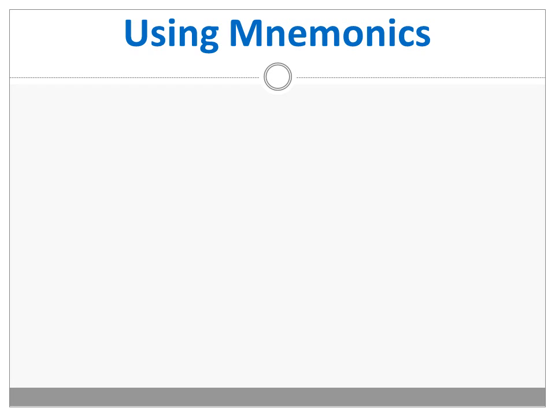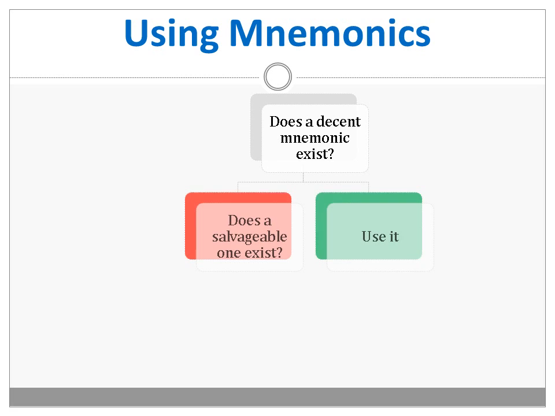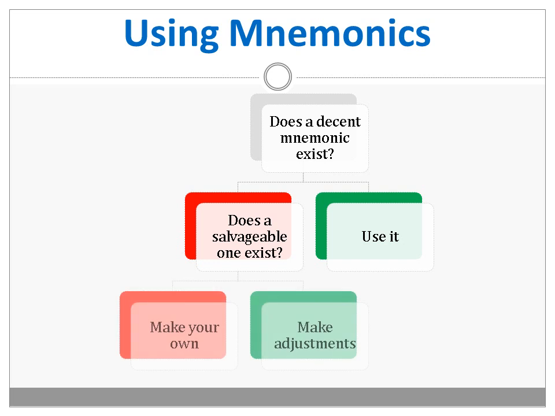Okay, flowchart time. Once I know and understand what I need to memorize, I go online. Is there already a decent mnemonic? If I find one that's okay, I use it. If there's no decent mnemonic, the next question is, does a salvageable mnemonic exist? I may try to improve a so-so mnemonic by making it more memorable or informative.